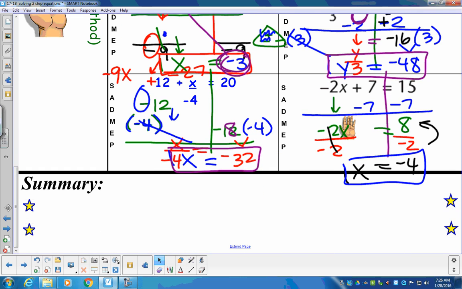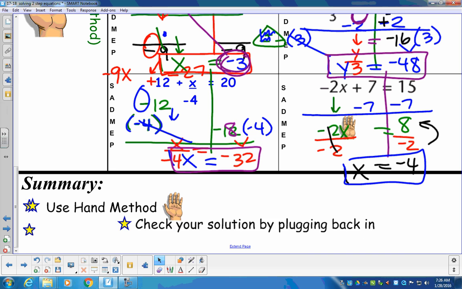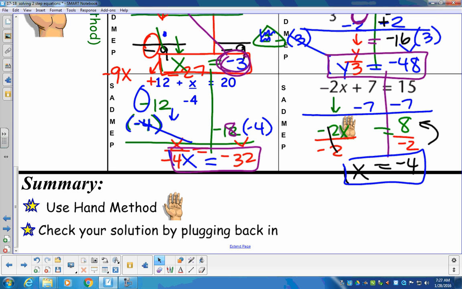Okay, so for our summary today, just kind of think about what we did. We're using the hand method every time, and make sure that you're checking your solution. Make sure you plug it back in to make sure everything's good to go.